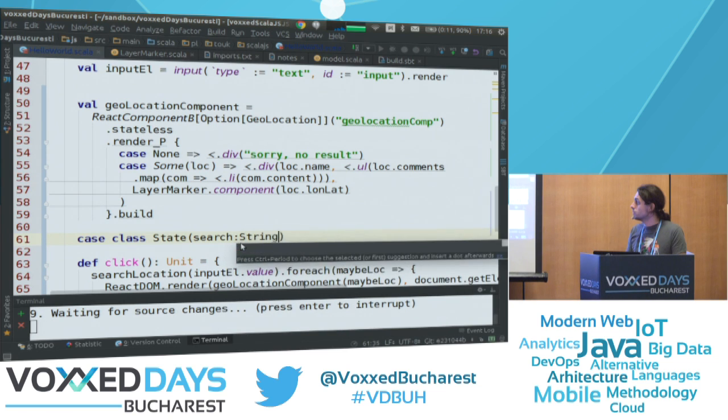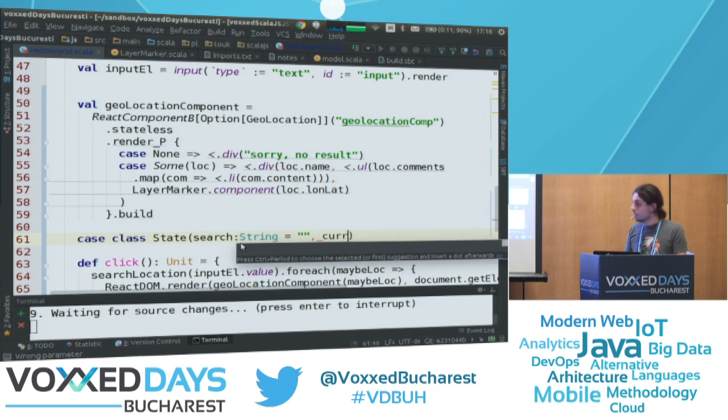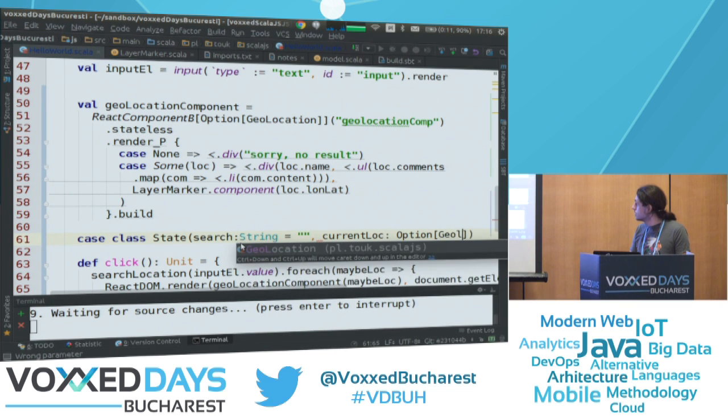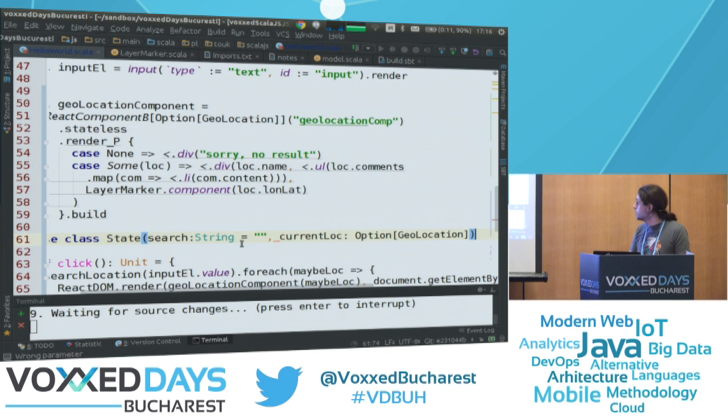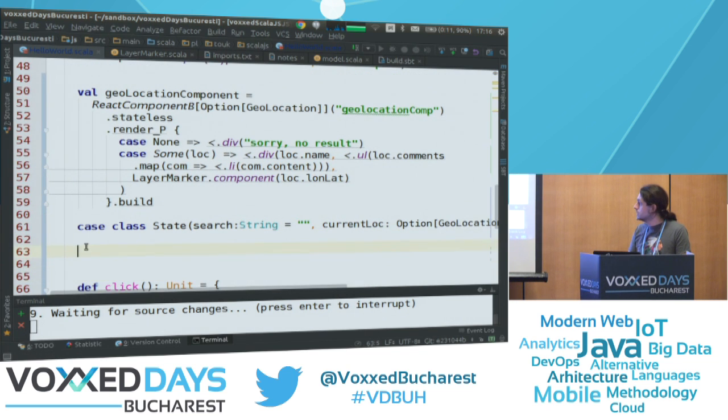So the state of our application, the first part, of course you can do it in a different way also, but we'll do it in this one. So our state will be the search string and current location. This will be an option of geolocation, and now we will define our nice stateful component.